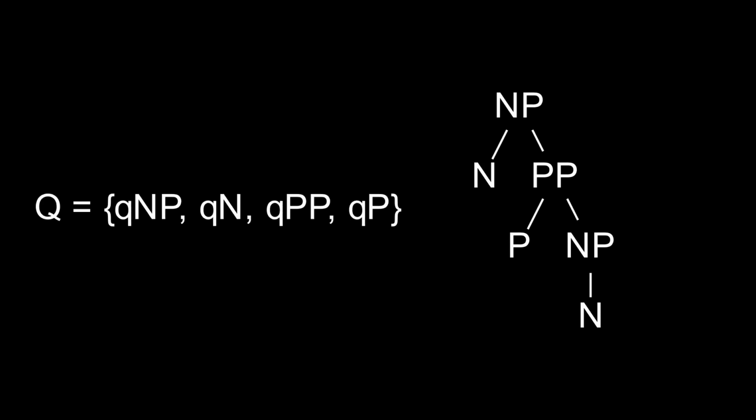Next, we have the states. In our example, we can assign a state for each symbol. We'll call our states QNP, QN, QPP, and QP.